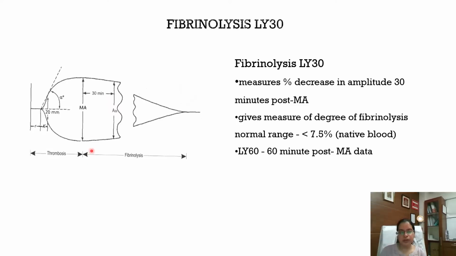Now fibrinolysis, lysis 30. Now the clot has been formed. After 30 minutes, we are seeing its decrease in amplitude. It measures the percentage decrease in amplitude 30 minutes post MA. Its normal range is less than 7.5%. We also have lysis 60, where after 60 minutes we take this value.